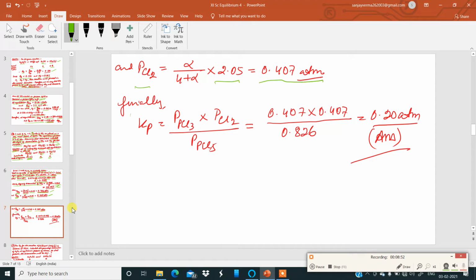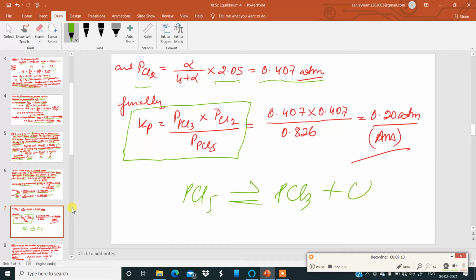Now finally, you can write the relationship for the equilibrium constant in terms of partial pressure following the law of mass action. So if you look at the equation, PCl5 is forming PCl3 plus Cl2, no? So looking at this equation, you can easily write this relationship over here and then put the values over here. For PCl3 it is 0.407 into 0.407 divided by 0.826. So finally the answer comes to 0.20 atmosphere. So this is the second part of the answer. Okay, please have a look at it and copy it down, the working.